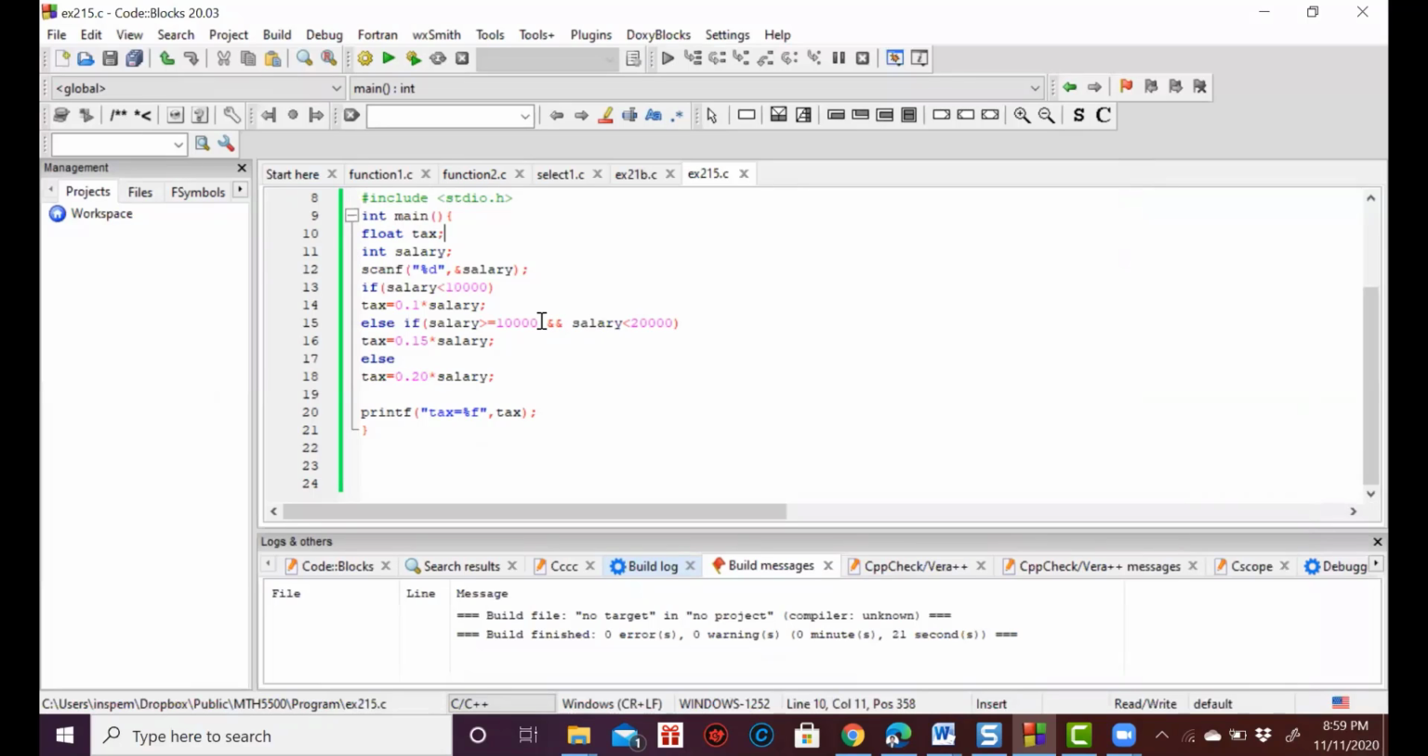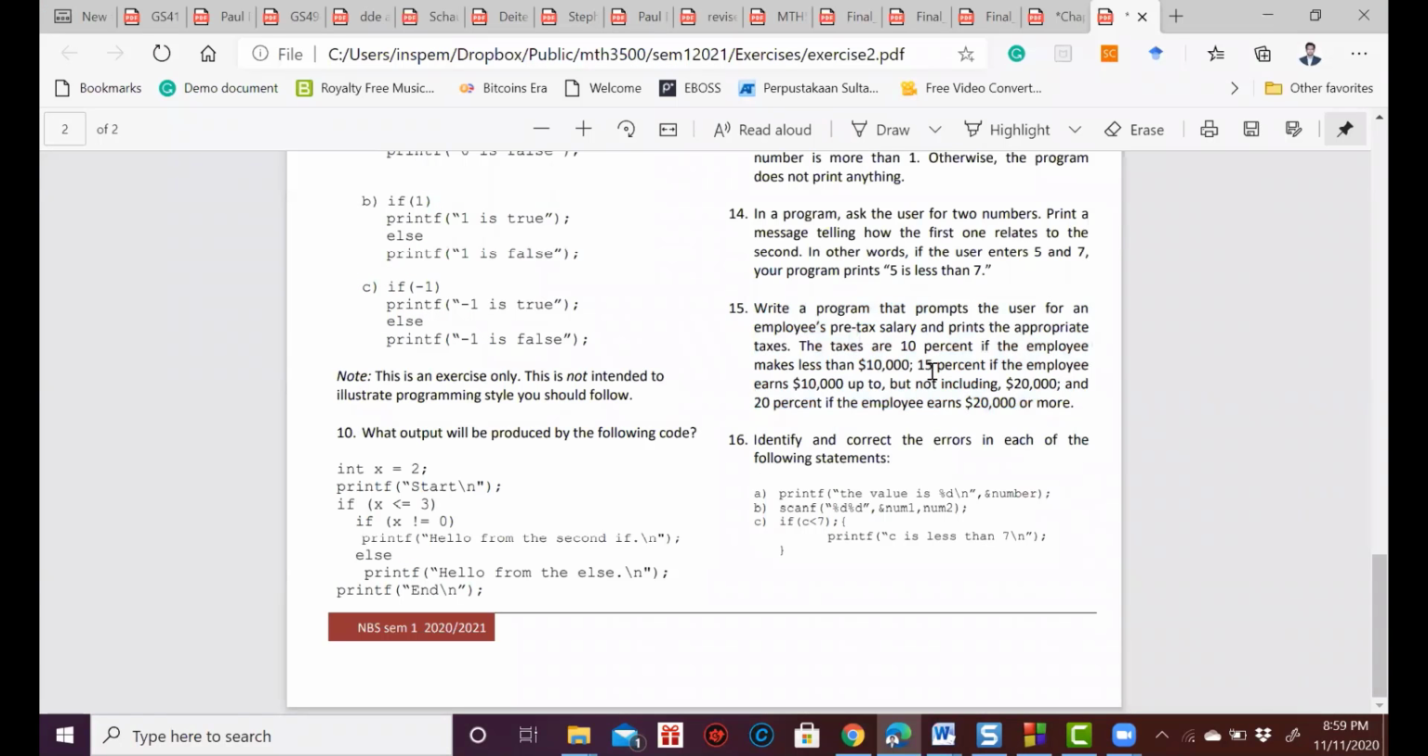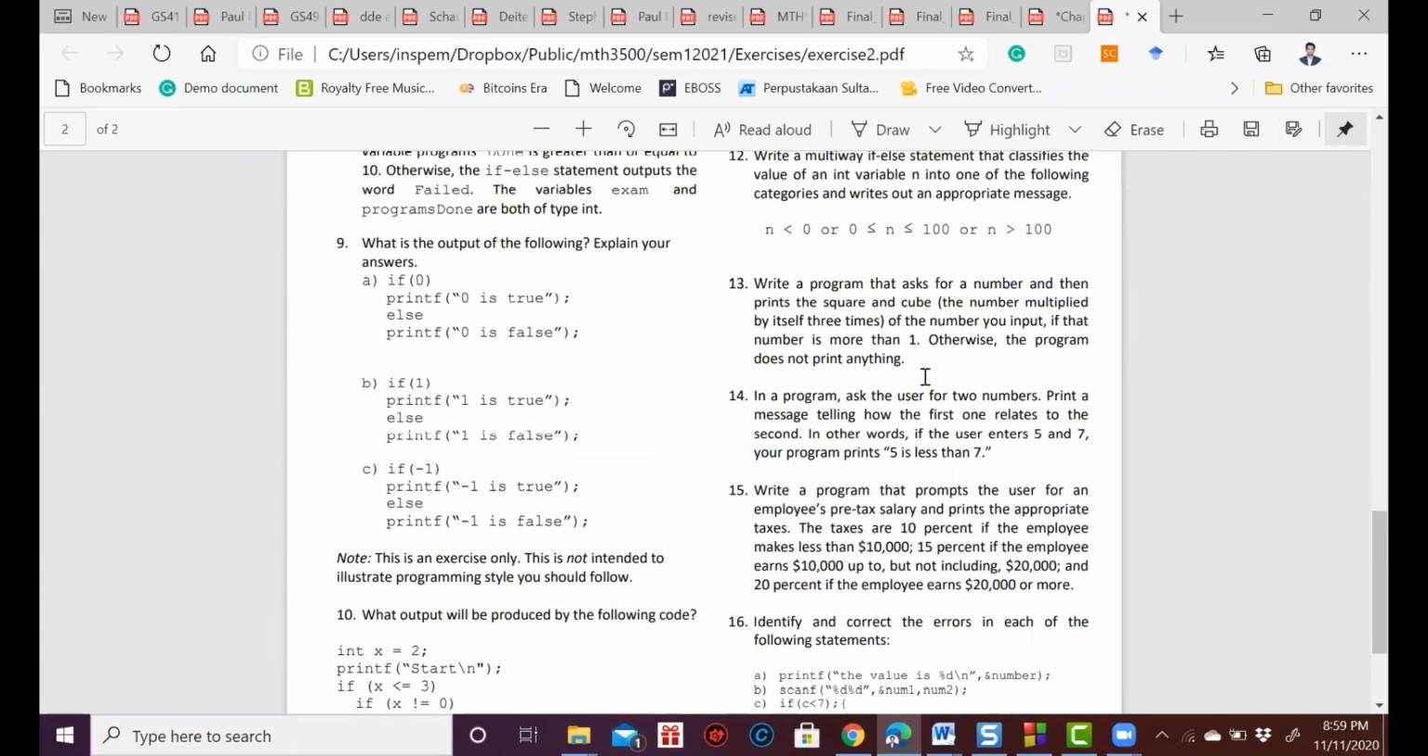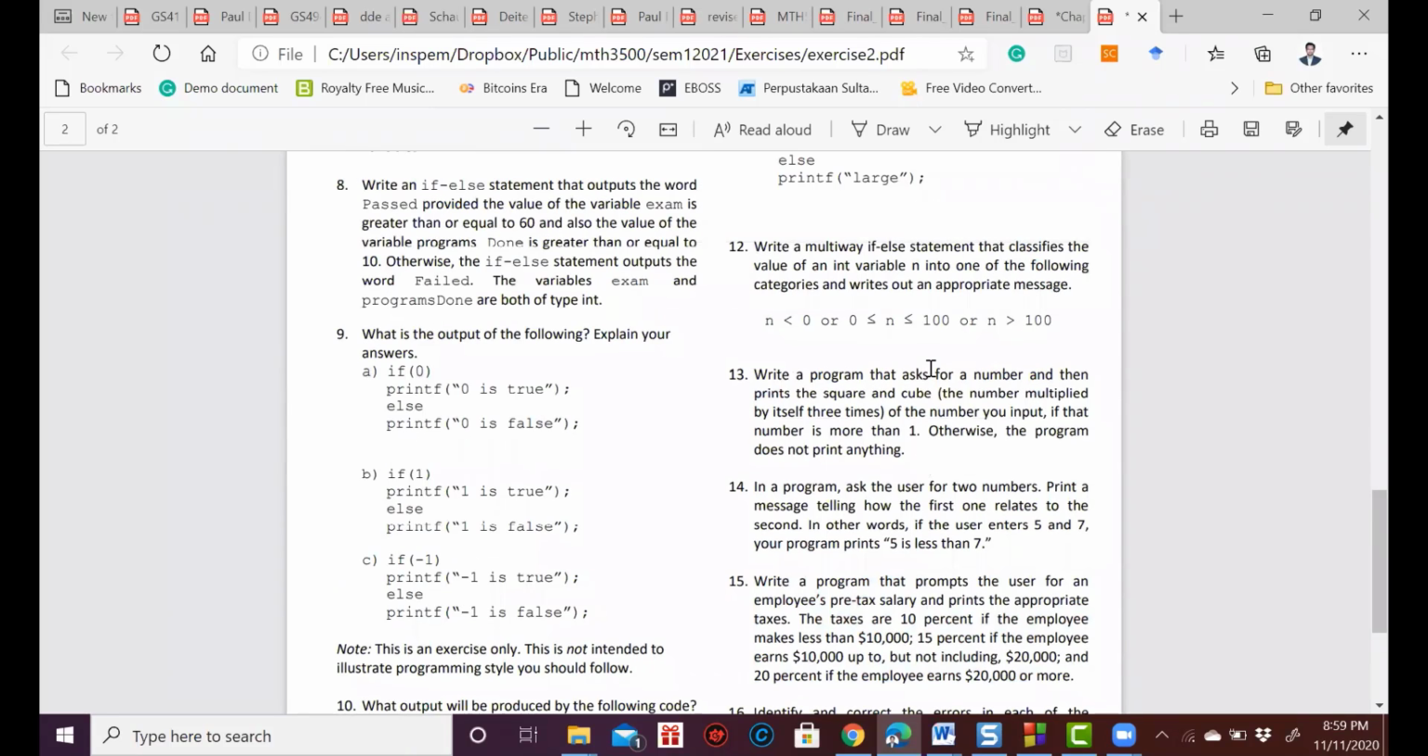So this one is the combination of conditions. Okay. That's all. So any questions before we stop? So the rest, please do by your own.